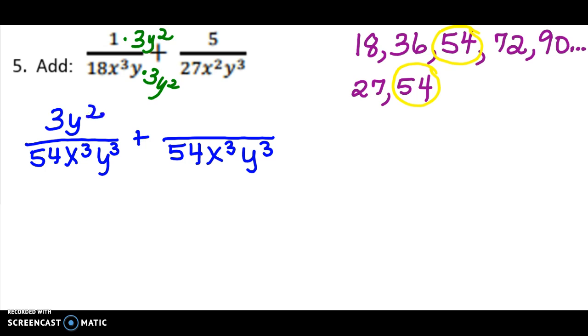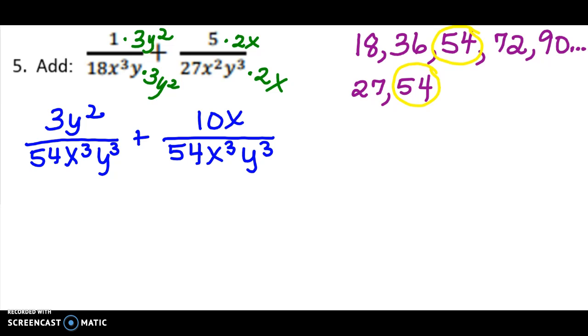All right, now let's look at the second fraction. I have a 27, and what would you have to multiply 27 by to get 54? You would have to multiply by 2. I have an x squared, but I really want it to be an x cubed, so I would have to multiply by x. And then with the y's, we already have the y cubed, and that matches with our common denominator. So now we also need to multiply our numerator by 2x. 5 times 2x gives us 10x.